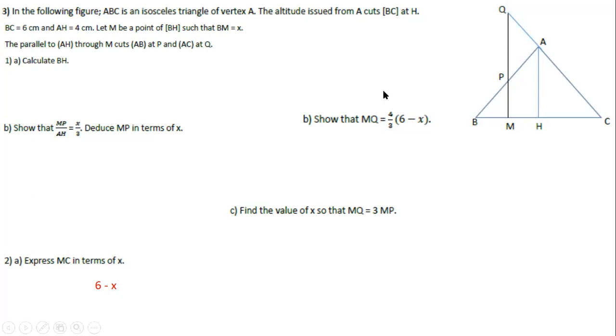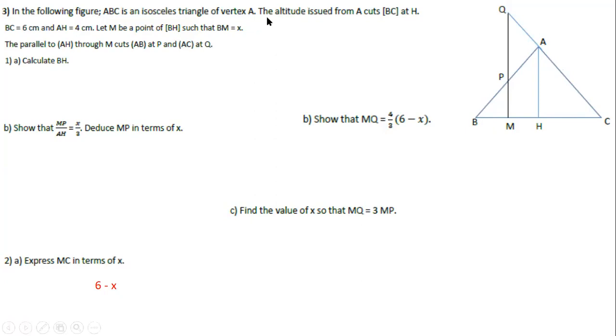In the following figure, we have ABC, an isosceles triangle. Who can tell me what we deduce when we say ABC is an isosceles triangle? It has two equal sides and two equal angles. Who are the equal sides if the vertex is A? AB and AC. Bravo. So AB is equal to AC.